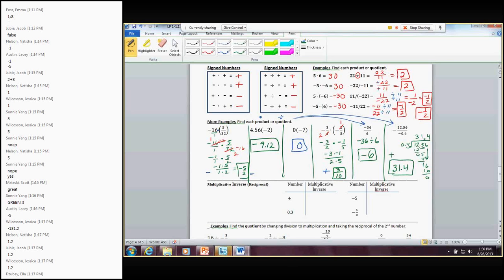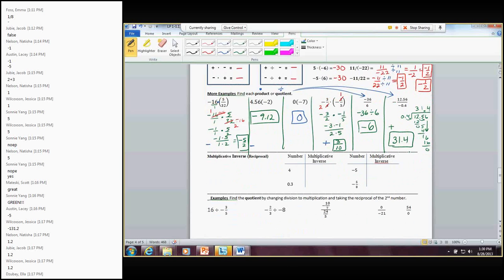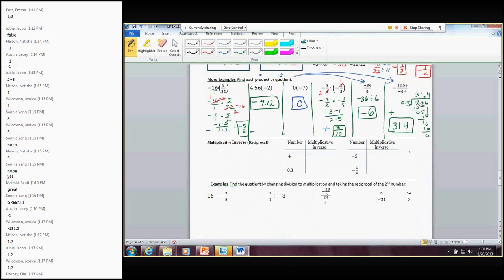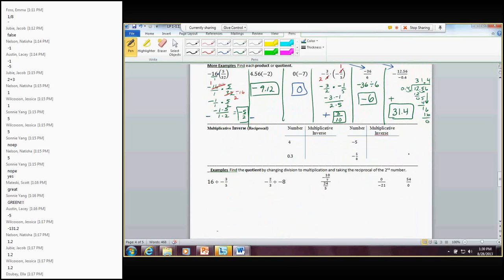Now we're going to look at this definition called multiplicative inverse. Multiplicative inverse is a fancy word for saying reciprocal.